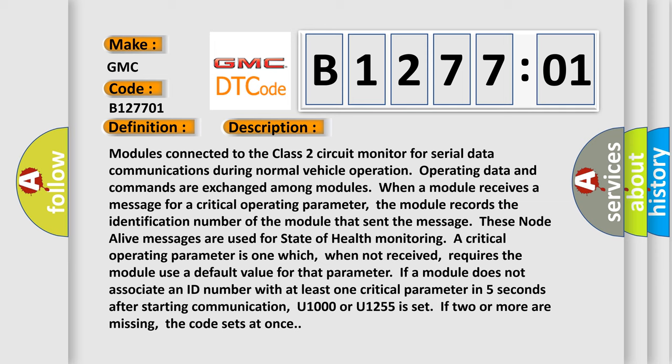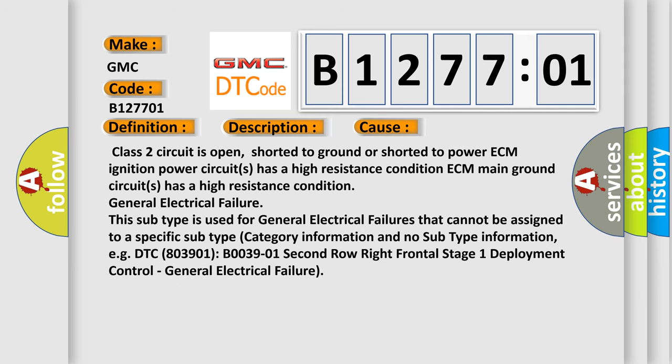This diagnostic error occurs most often in these cases. Class 2 circuit is open, shorted to ground or shorted to power. ECM ignition power circuits have a high resistance condition. ECM main ground circuits have a high resistance condition.